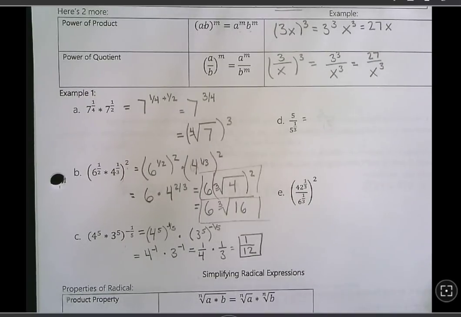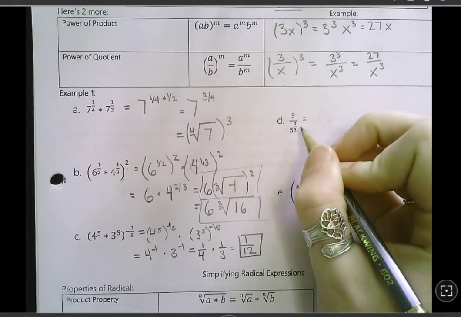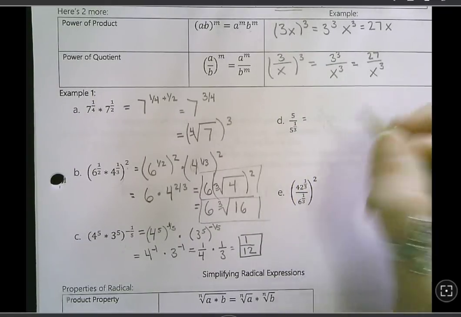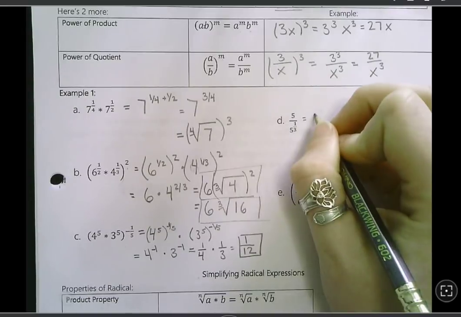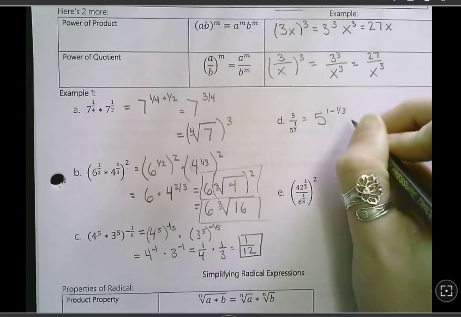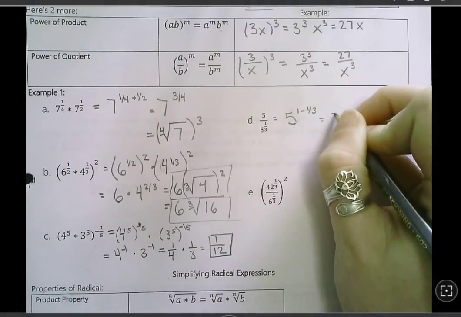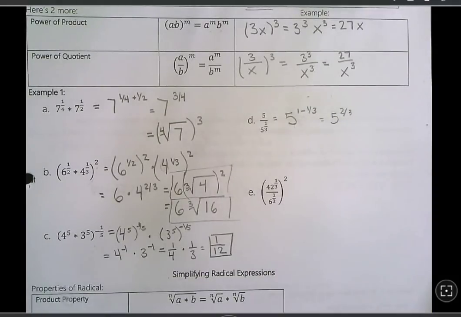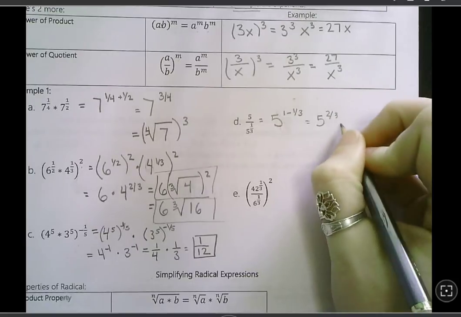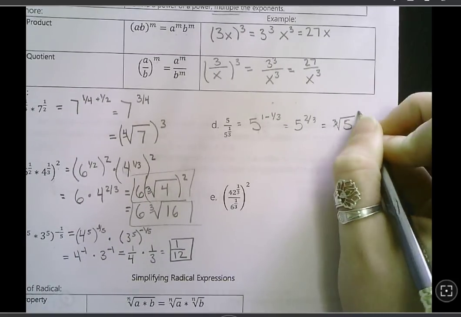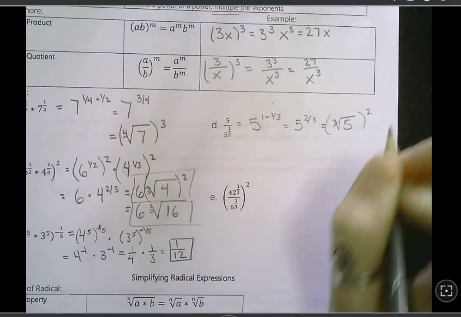Okay, so for D, we have 5 divided by 5 to the 1/3. This is going to be one of our quotient rules. This is where we subtract our exponents. So this is where we have 5 to the 1 minus 1/3. That's going to be the same as 5 to the 2/3 power. And now here we can rewrite it a little bit. This is going to be the same as the cubic root of 5 squared.